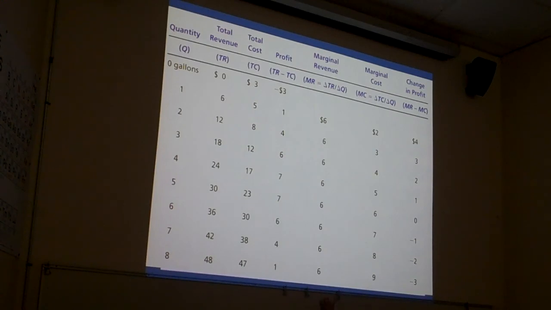If I produce a sixth unit, how much does it cost me? $7. So how much do I get for it? Six. If I produce the sixth unit, the marginal cost is $7, and the marginal revenue is $6. Would I produce that unit? No. It costs me $7, but I'm only getting six. So how much am I going to produce? I'm going to keep producing up to where my marginal revenue and my marginal cost are equal.